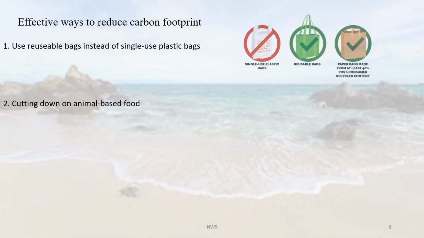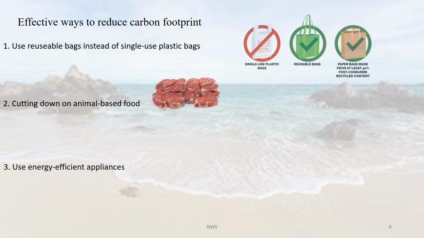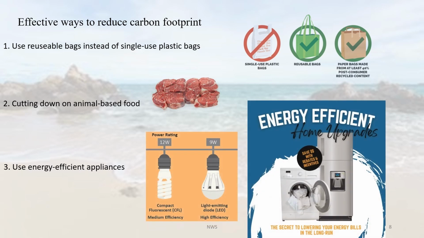Cutting down on animal-based food. Livestock production is a major contributor to greenhouse gas emissions. Thus, cutting back on meat can help you reduce your carbon footprint. Use energy-efficient appliances. All inefficient appliances use more energy. That means they generate more greenhouse gas emissions.